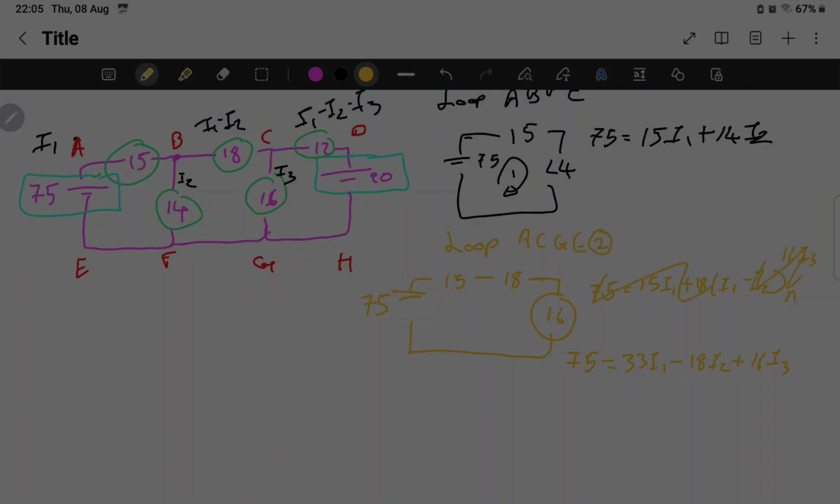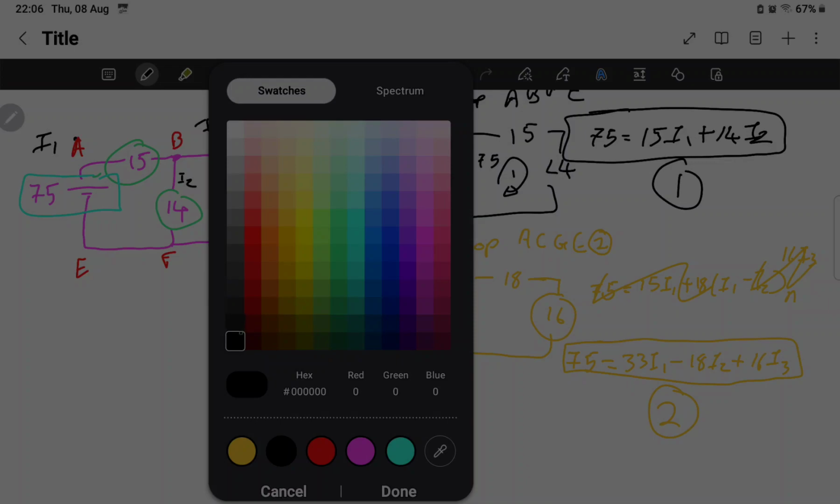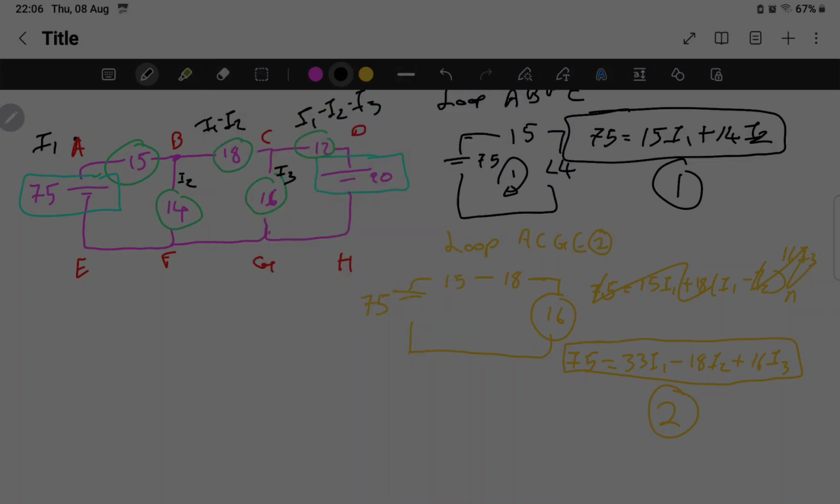So now let's ignore this. Here's our equation simplified, and here's our other equation. So we have equation number 1 and we have equation number 2. So now let's do a third equation. Let's do red.